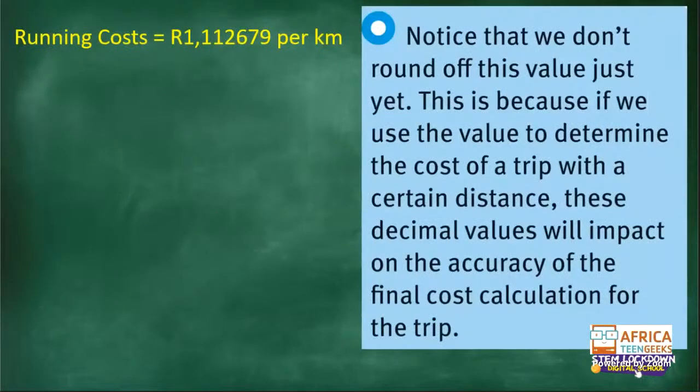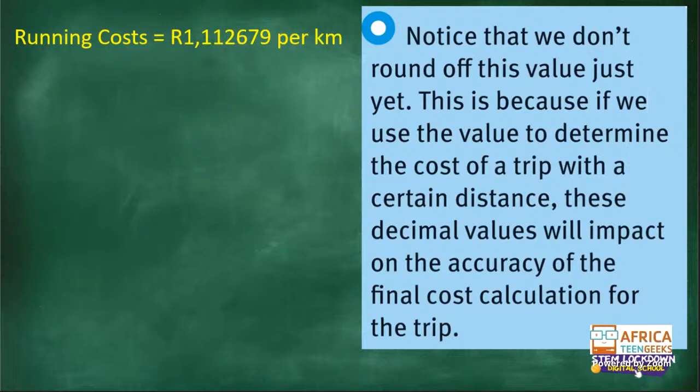Now, you can see that this is what we have calculated. I want you to note that we don't just round off this value just yet. This is because if we use the value to determine the cost of a trip with a certain distance, these decimal values will have an impact on the accuracy of the final cost calculation for the trip.